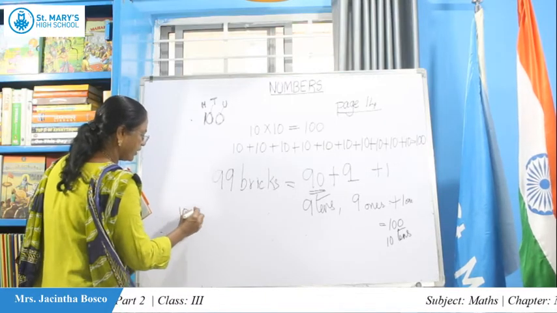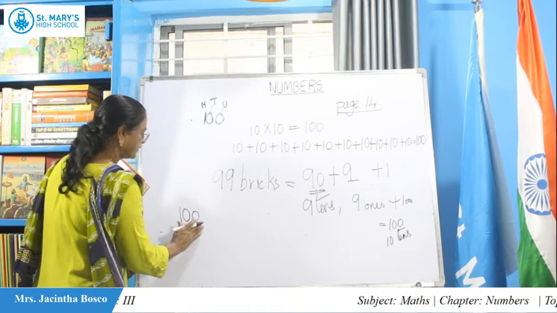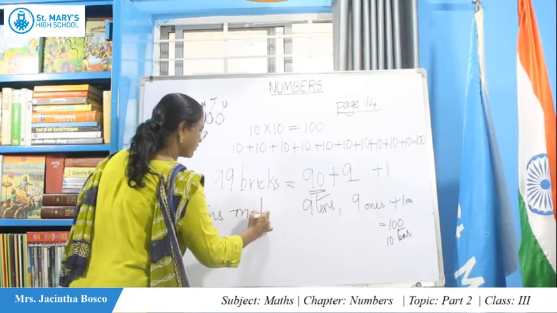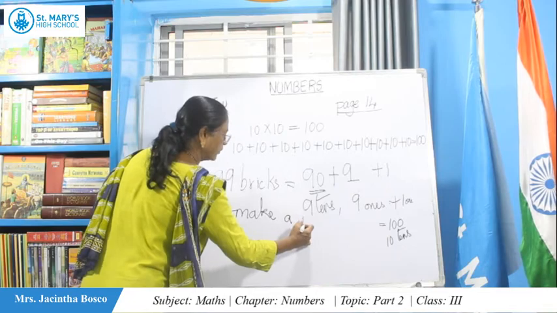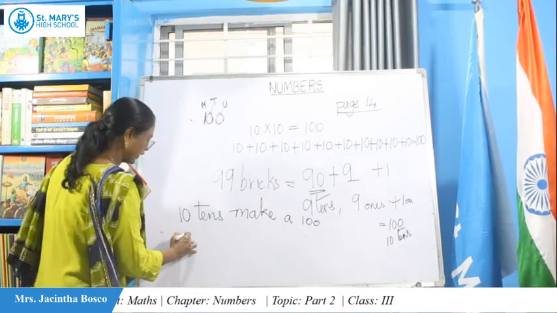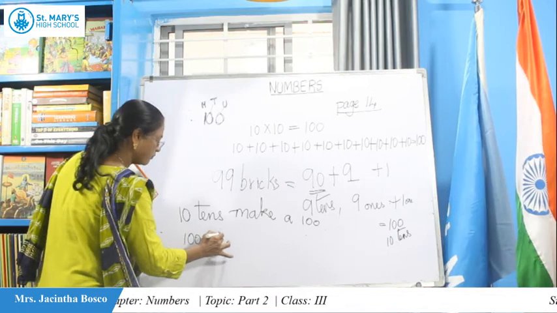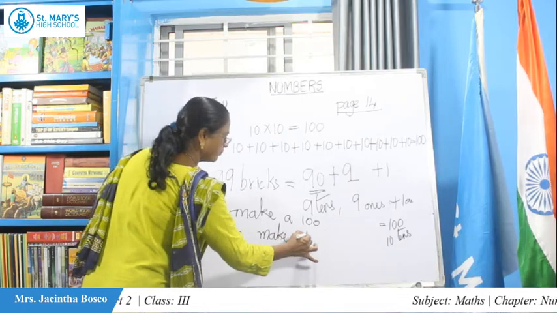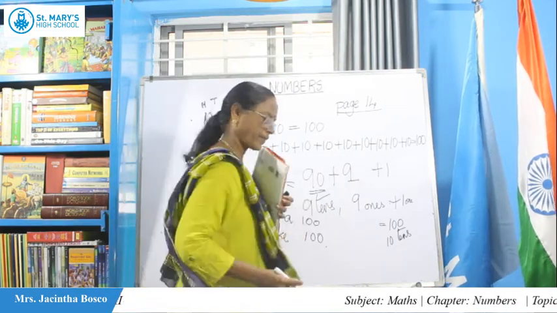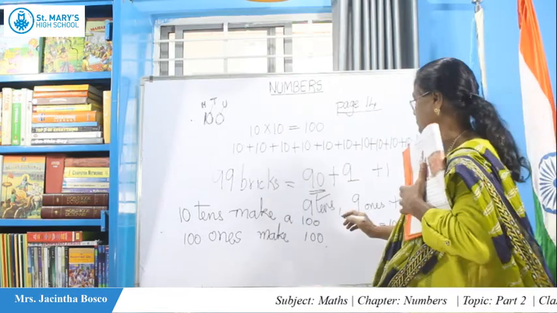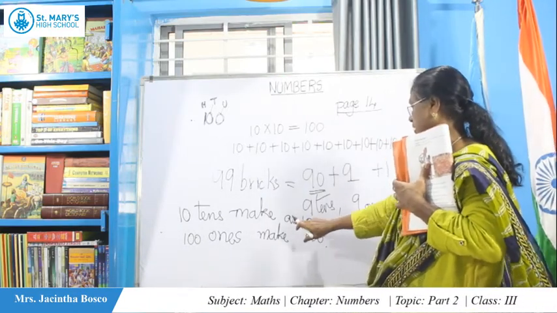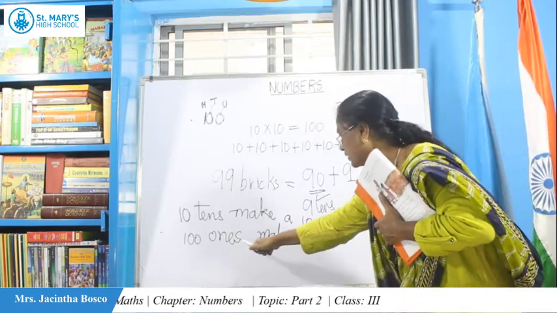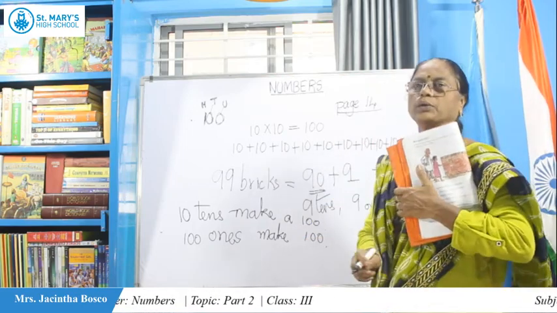In 100, how many tens are there? 10 tens make 100. It is a fill in the blank. 10 tens make 100. Okay. 100 ones make 100. Do you understand? So, this is your objective type question. These two are objective type. 10 tens make 100. 100 ones make 100.